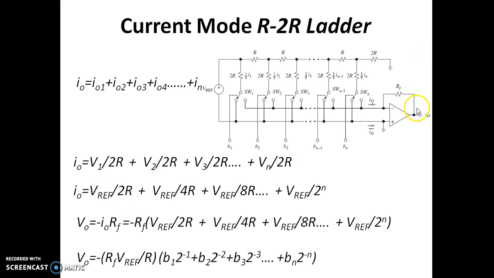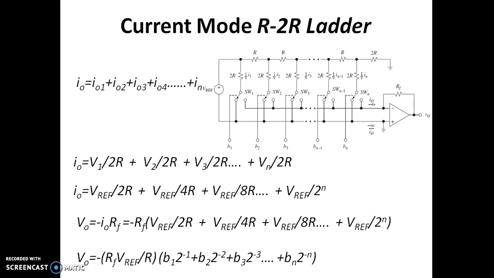We know that the output voltage V0 is given by the current flowing through this RF, that is minus I0 into RF. So it is now minus RF into the expression for I0 that we are writing over here. Taking out R as a common factor in all the terms, we can write the output voltage as minus RF V reference divided by R into V1 into 2 to the power minus 1 plus V2 into 2 to the power minus 2 plus so and so.